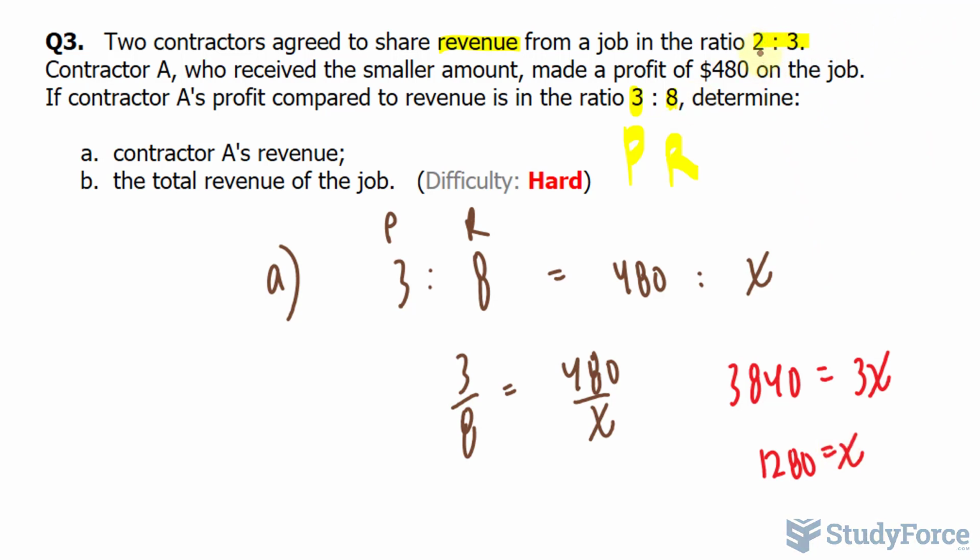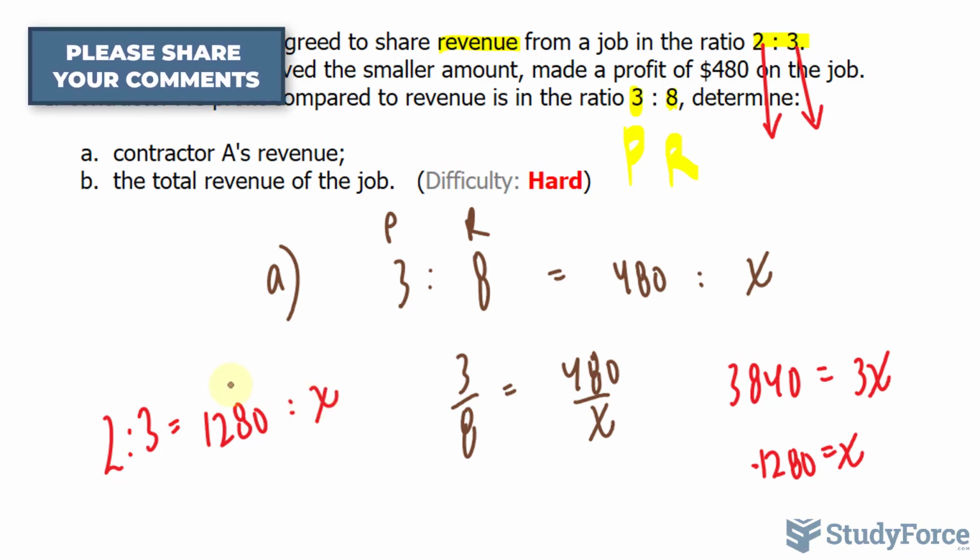Now, what's interesting about this ratio is that not only is it 2 to 3, but they tell us that contractor A received the smaller amount. So this number right here represents contractor A. This number represents contractor B. We know the revenue of contractor A. So we can set up a ratio. 2 to 3 is equal to 1280. So 2 represents contractor A, and he got 1280 for his revenue. The revenue for contractor B we don't know, but we do need to know what it is so that we can eventually add these up because we want the total revenue.